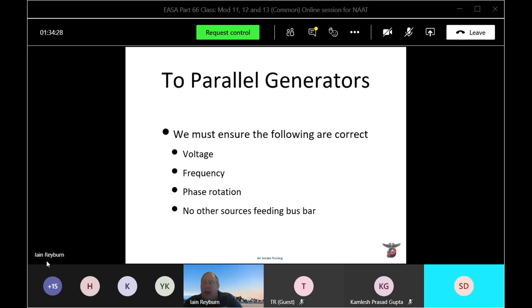The frequency must be the same, and the phase rotation must be the same, okay? So understand what the 3 main requirements are. I know we see there's 4 there, but from the generator's point of view, the voltage coming out of the generator must be the same. The frequency of the AC coming out of the generator must be the same. And the phase rotation, the direction of the ABC, or A phase, B phase, C phase, is feeding. So be happy about what the 3 things are that a generator must do before it connects to a synchronizing or paralleling bus bar.